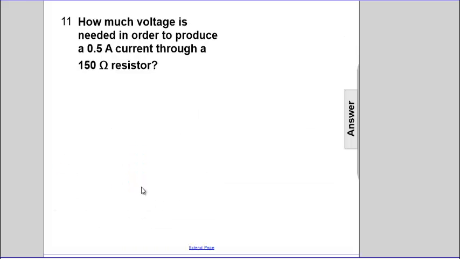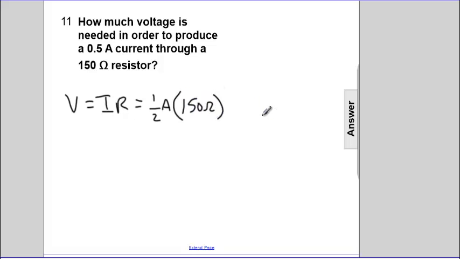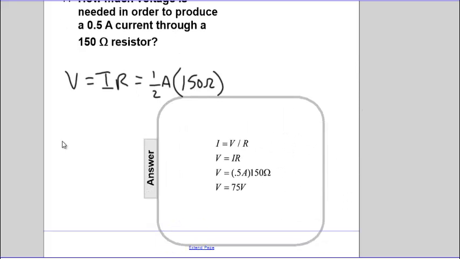How much voltage is needed in order to produce a half of amp through 150 ohms? Again, I just showed the manipulation, so I'll rewrite the formula. V equals IR, solving for V, given I equals V over R. And the current is 1/2 of an amp times the resistance, 150 ohms. 1/2 times 150 are 75 volts.